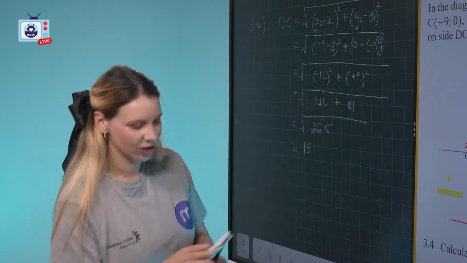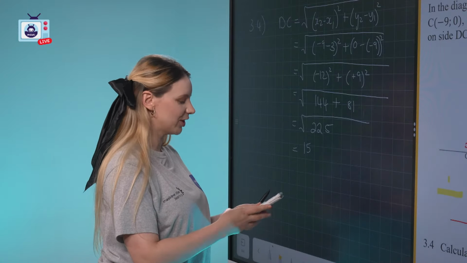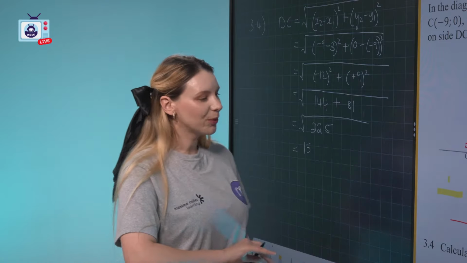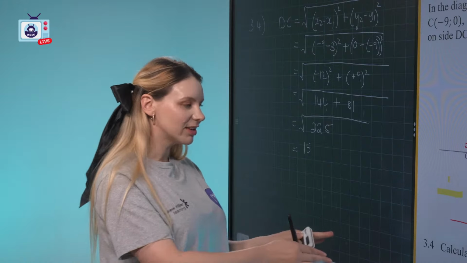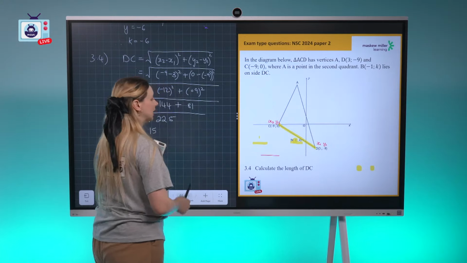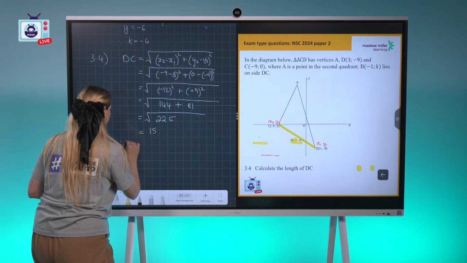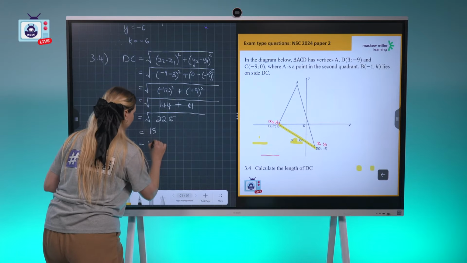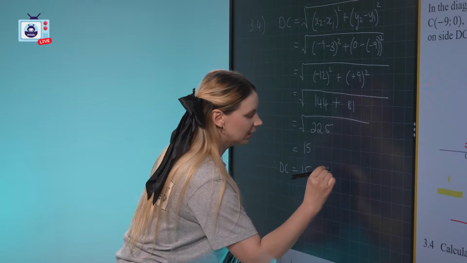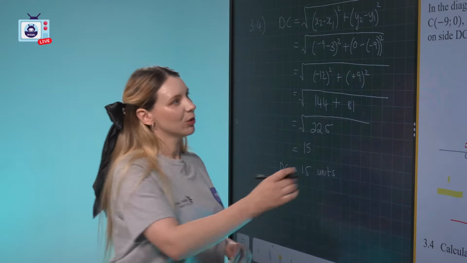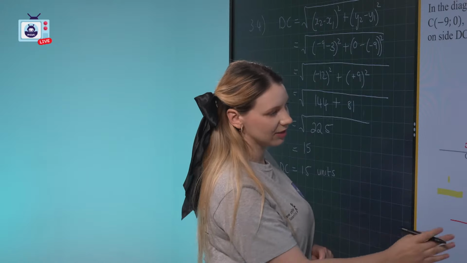Right, I didn't check that. Trusting myself here. Yes, it is. Okay, 3.4. So that means that the distance of DC is 15 units. They didn't give us any measurements of units, so we're going to say, therefore, DC equals 15, and we're going to write there units. All right, let's see what we have next to do for us.